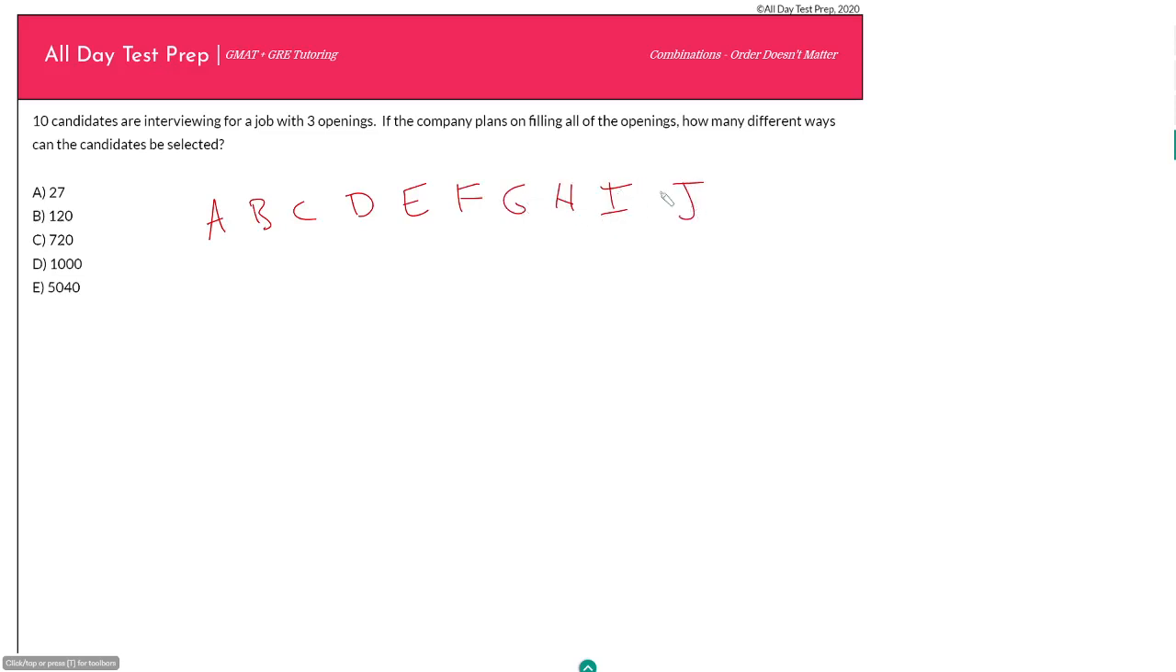Now, I don't have horses. These represent people, unless you're interviewing horses for your job, but most likely not. But I will give them the same labels.